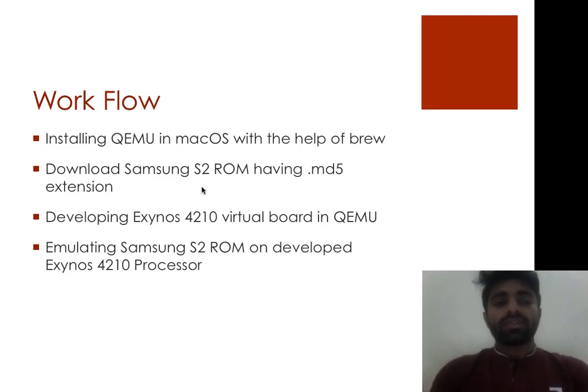The second part is to download the Samsung S2 ROM having the .md5 extension. This is the same ROM which we install on any Android phone with the help of any USB supported software. This is just like an operating system. We can say this is an operating system, and here we are calling it a ROM. That is the Samsung S2 ROM.